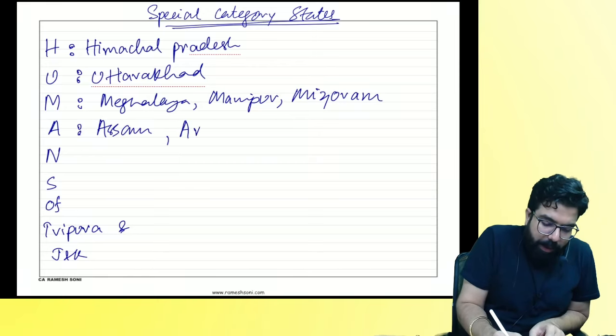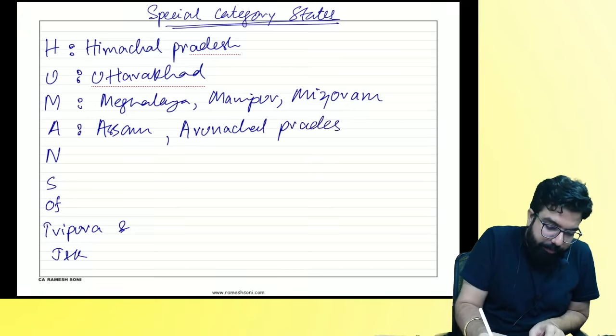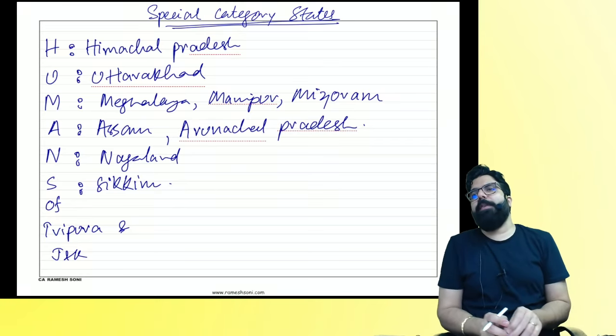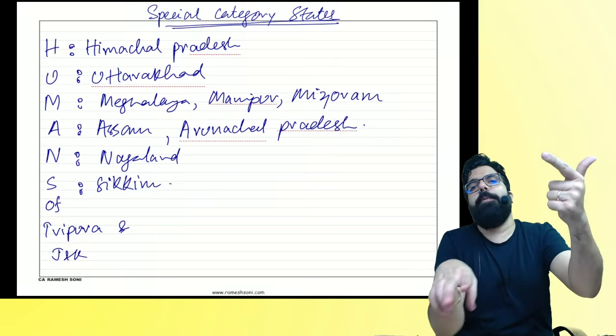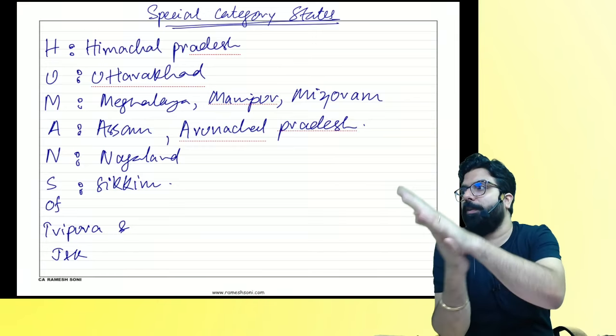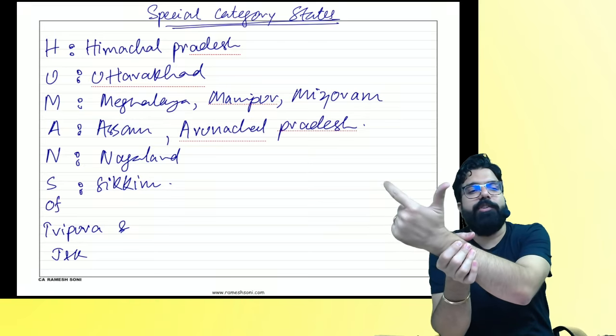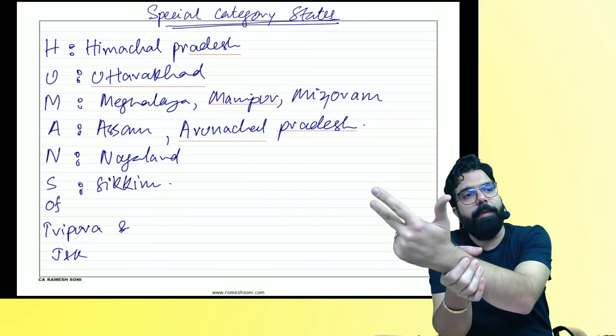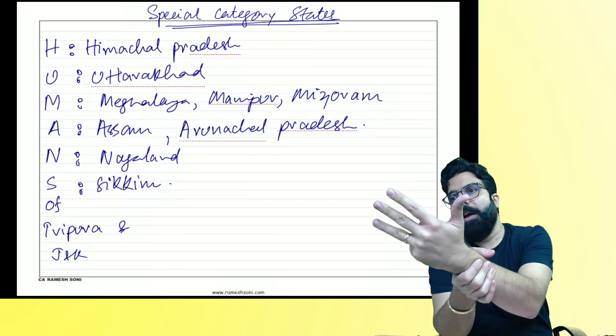A for Assam, Arunachal Pradesh. N for Nagaland. S for Sikkim. Can you tell me the special category states, everyone? Humans of Tripura and Jammu and Kashmir. Can you tell me humans? H means Himachal Pradesh. U means Uttarakhand. M means Meghalaya, Manipur, Mizoram. A for Assam.